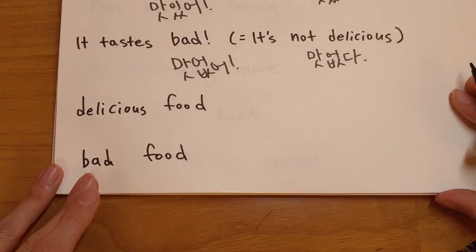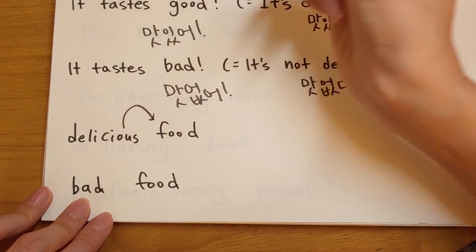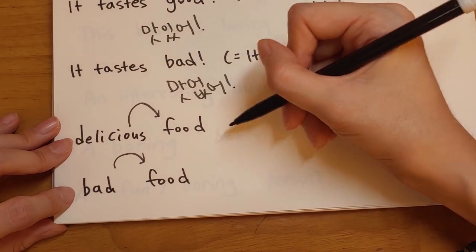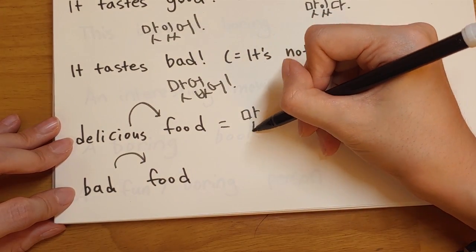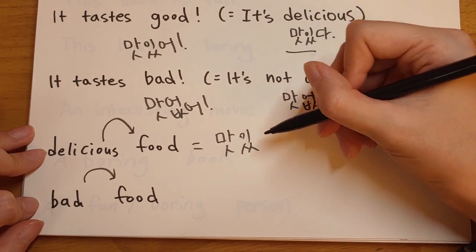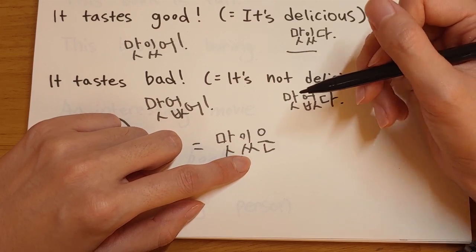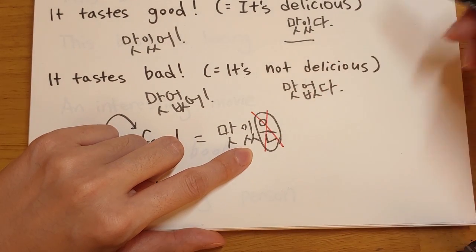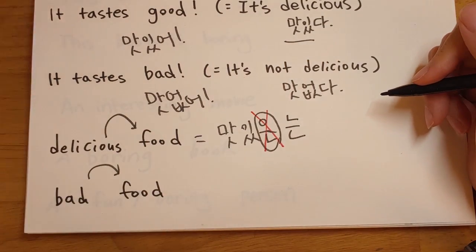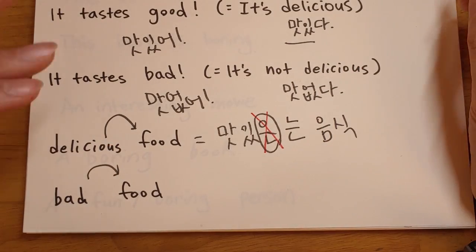But how about when these two become a modifying form? And you want to say delicious food and bad food. They have to be in its modifying form, right? And if you follow the regular rule, it should be 맛있, and you have to put 은, right? Because this one ends in 받침. However, 은 is not correct. It's actually 는. 맛있는, 맛있는 음식. It's not 맛있은 음식, it's 맛있는 음식.